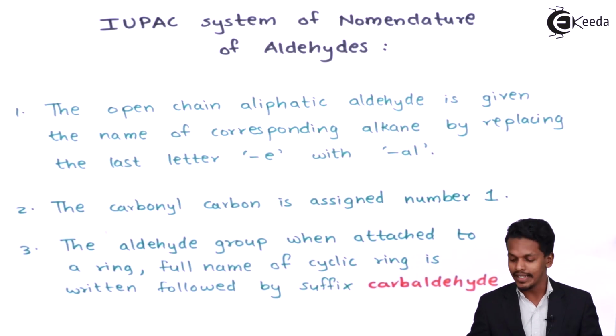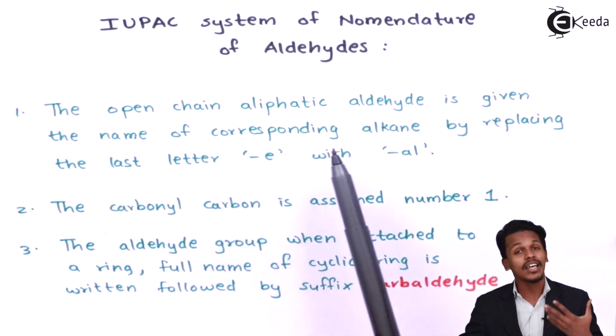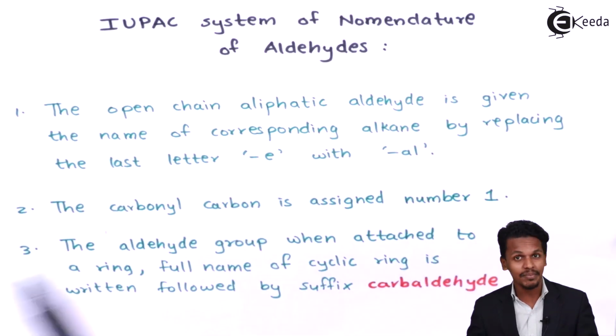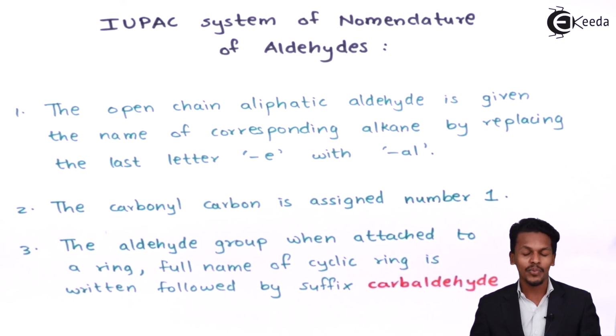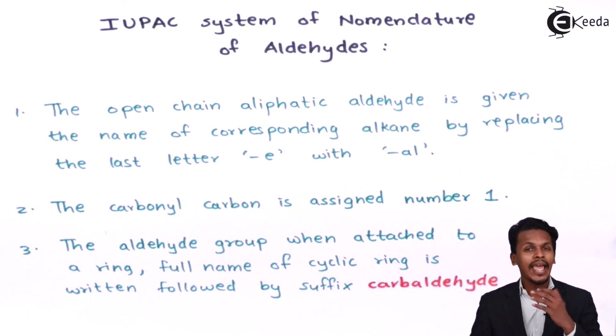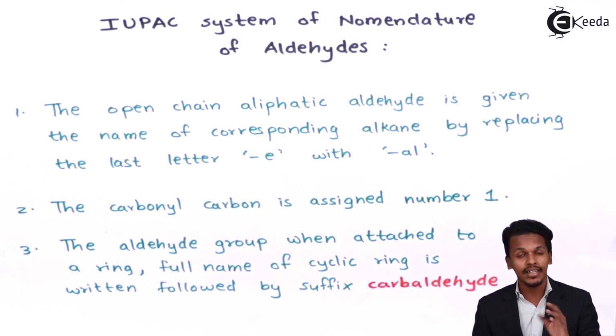Starting with the first one: the open chain aliphatic aldehyde is given the name of the corresponding alkane by replacing the last letter E with Al. The second point: the carbonyl carbon is assigned as number 1. For an aliphatic aldehyde, the aldehyde group should be given carbon number 1, and the other carbon attached to the aldehyde group should be assigned carbon number 2, and so on, 3, 4, and so on.